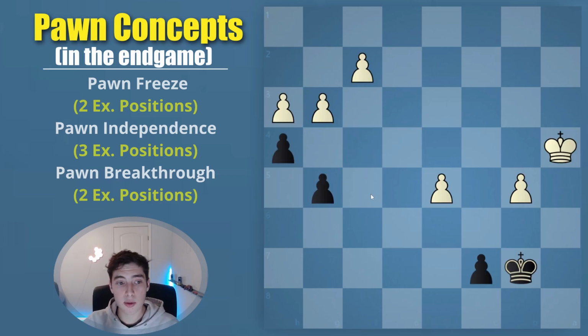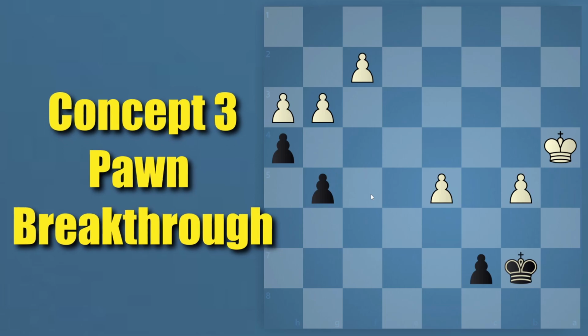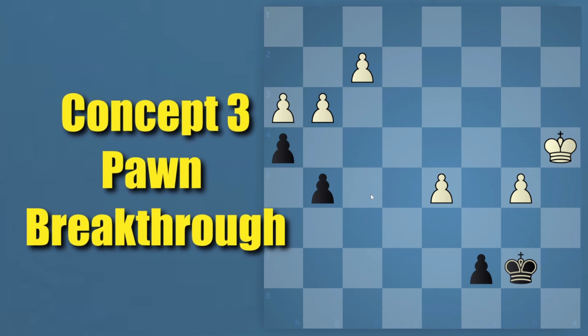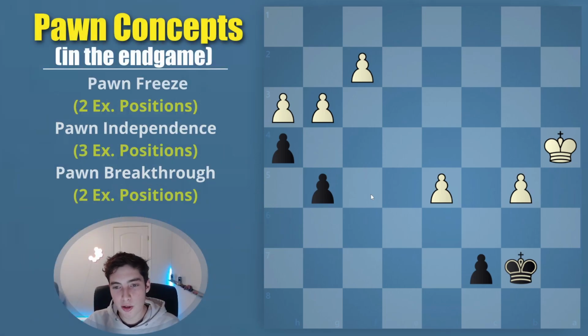So this now takes us to the final concept, which is pawn breakthroughs. By far, it's the most complicated idea, but it's also, in my opinion, the most interesting, and it's very practical. I think it will win you many games.